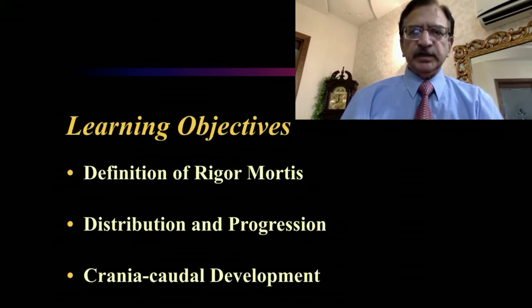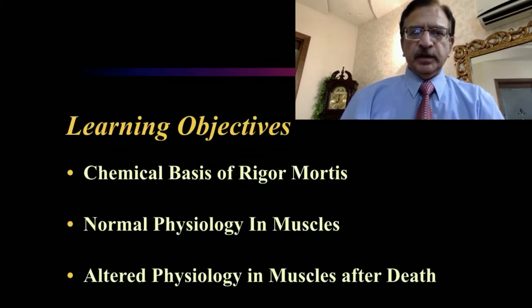Then we'll define what is rigor mortis, how it distributes into the body, and what is its progression. Normally, it is CRANIO-CAUDAL development or progression, that is from head to toe. Then we will discuss in this lecture the chemical basis of rigor mortis. A little bit about the normal physiology we'll talk about, and what is the altered physiology in the muscles after death, which causes rigor mortis.